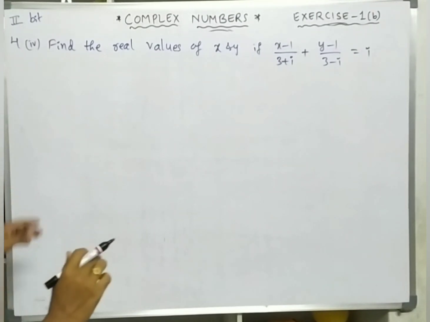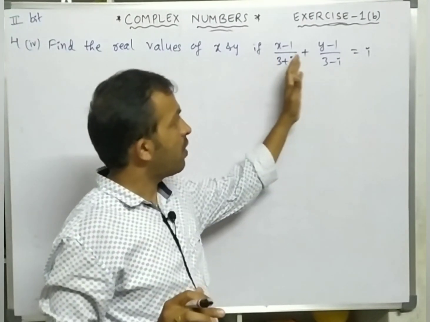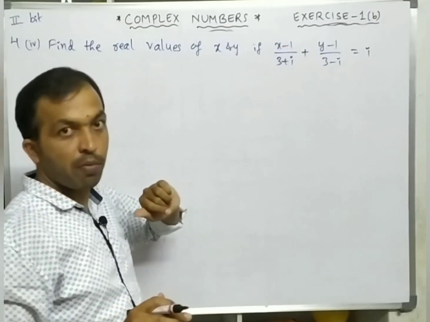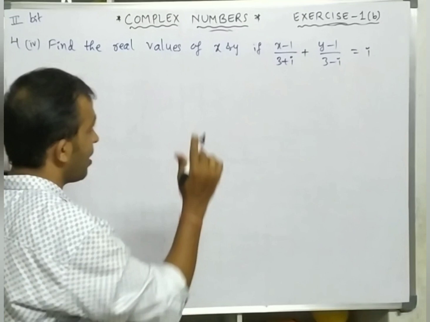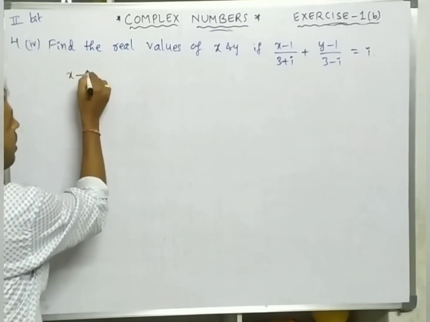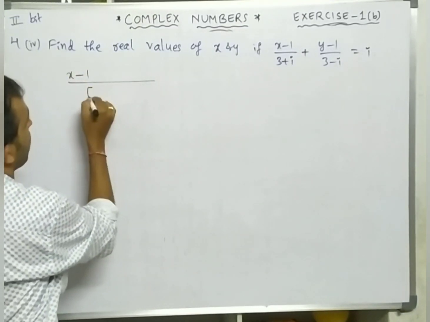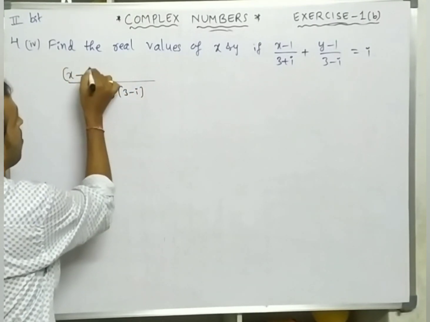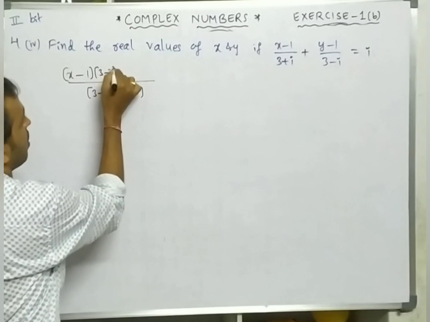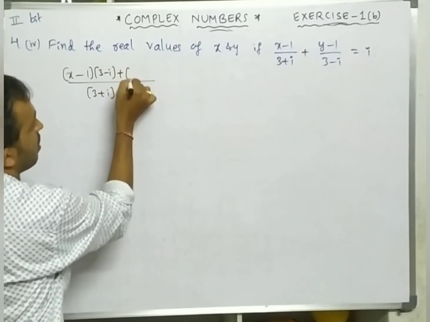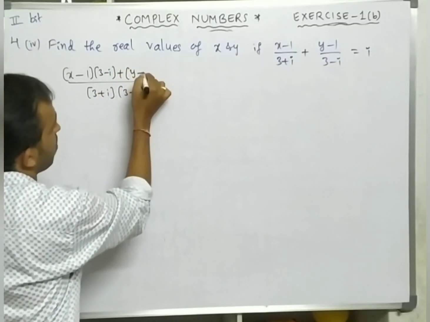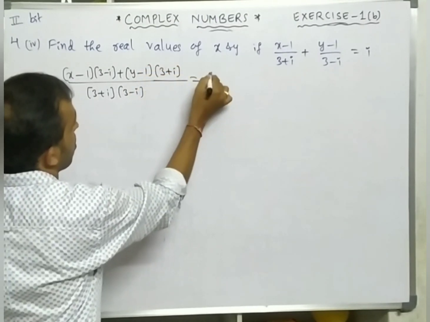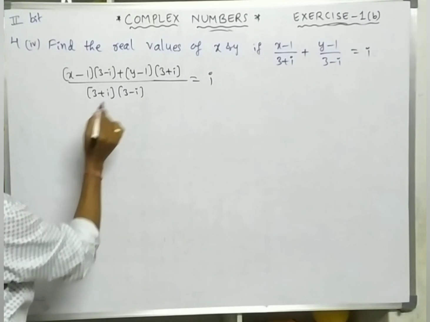This is the last problem. Find the real values of x and y such that (x minus 1) by (3 plus i) plus (y minus 1) by (3 minus i) is equal to i. So simplify that one. For x minus 1, the LCM is (3 plus i) into (3 minus i). Already we have done this type of problem in the previous bit. (y minus 1) into (3 plus i) is equal to i. Okay, this is the LCM.